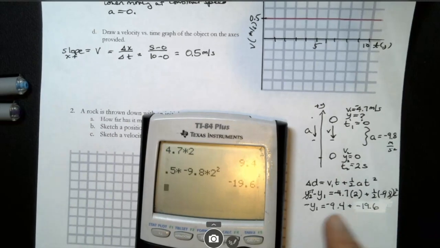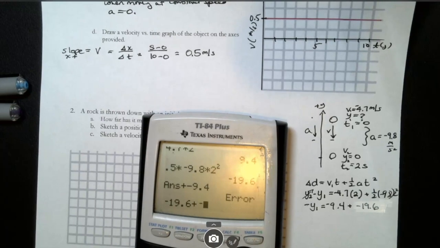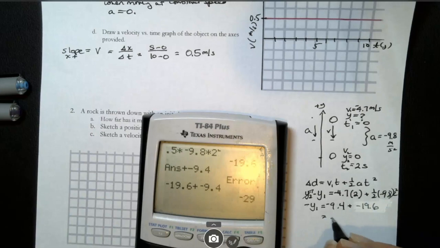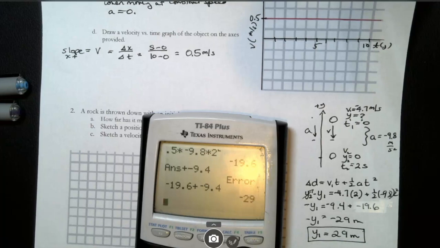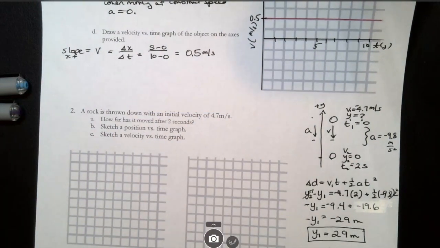And then you can add these two numbers together, negative 19.6 plus negative 9.4. Now notice, if you forgot to make the velocity negative, then you would actually have like 10.4 as your answer. The negative signs actually do matter. So your initial position is 29 meters. So this is just reviewing the problem solving that we had done.